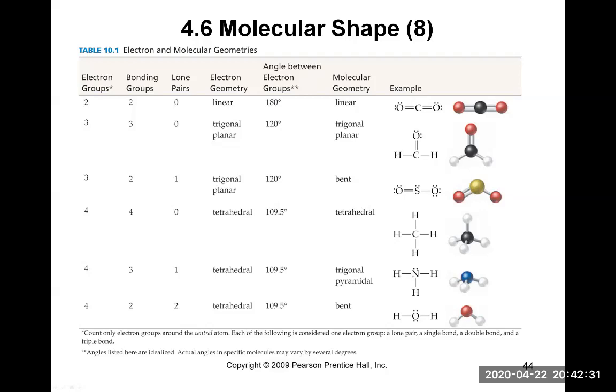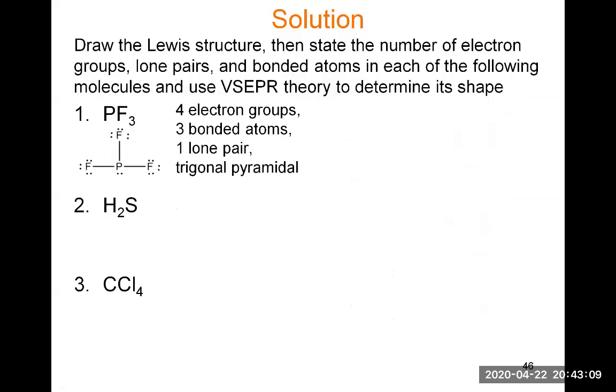So here you want to look at the line that starts with 4 electron groups, that has 3 bonding groups, and 1 lone pair. So it's the line before the last. It says the electron geometry is tetrahedral, but the molecular geometry is trigonal pyramidal. So if you draw it using the conventional way that chemists use, that's how PF3 would look.